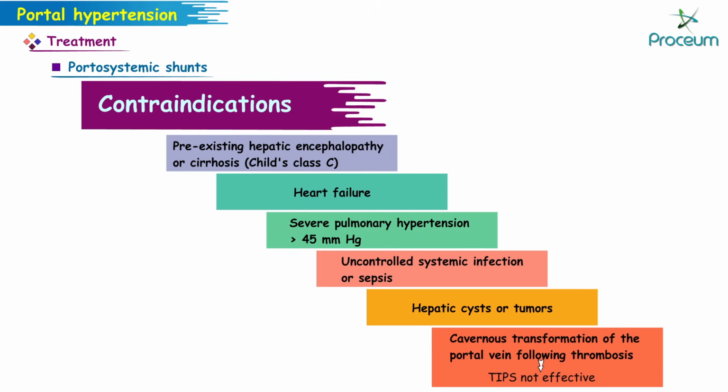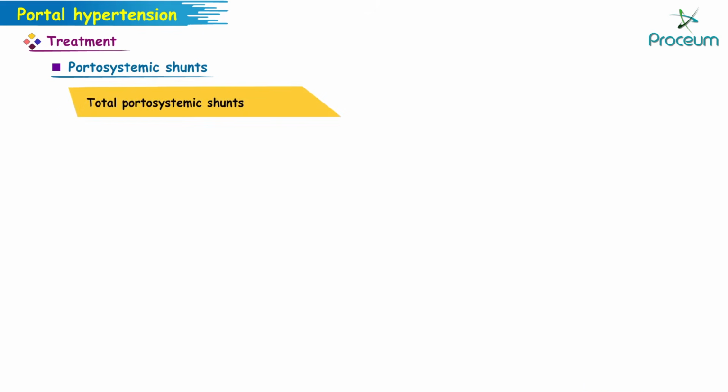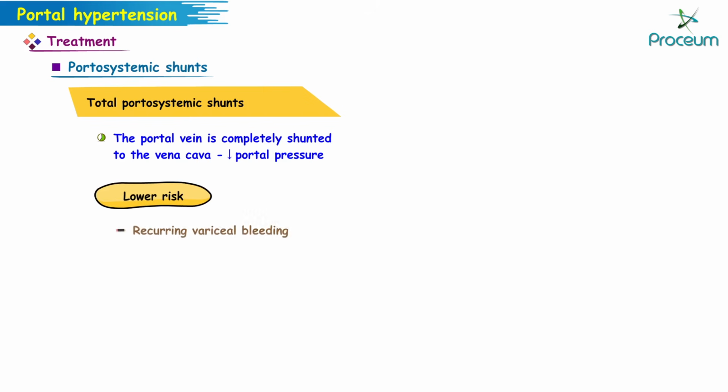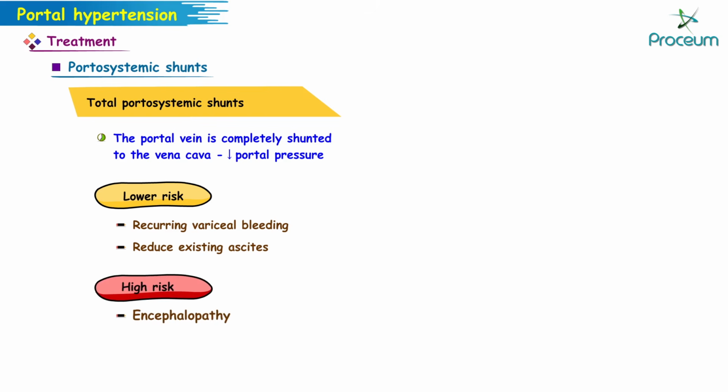In patients with cavernous transformation of the portal vein, TIPS will not be effective because the reduced blood flow in the recanalized portal vein leads to insufficient shunt volume. Total portosystemic shunts: the portal vein is completely shunted to the vena cava, thereby reducing portal pressure. Total portosystemic shunts lower the risk of variceal bleeding and may reduce existing ascites. However, as the liver is completely bypassed, there is a high risk of encephalopathy.